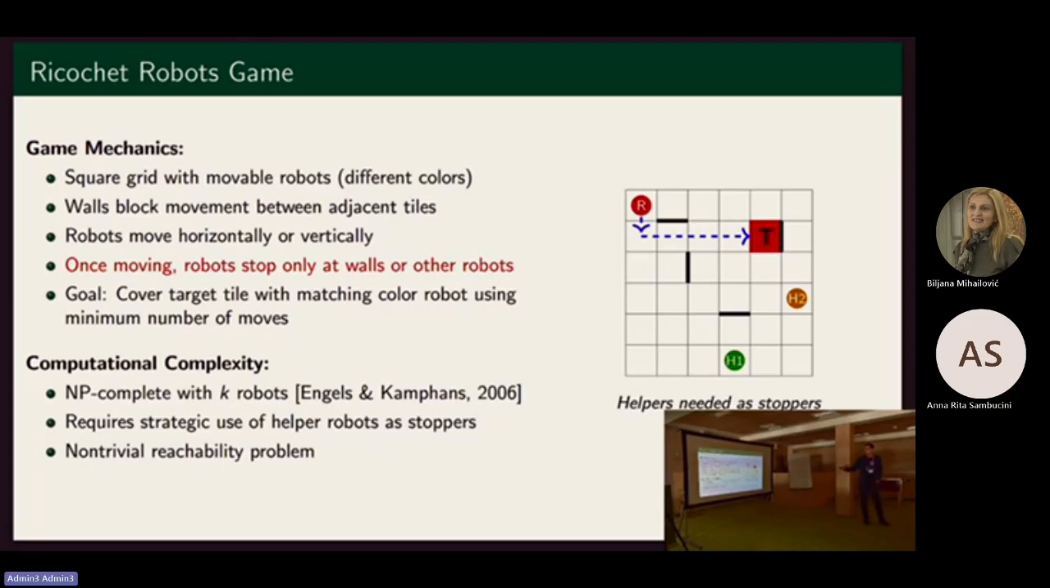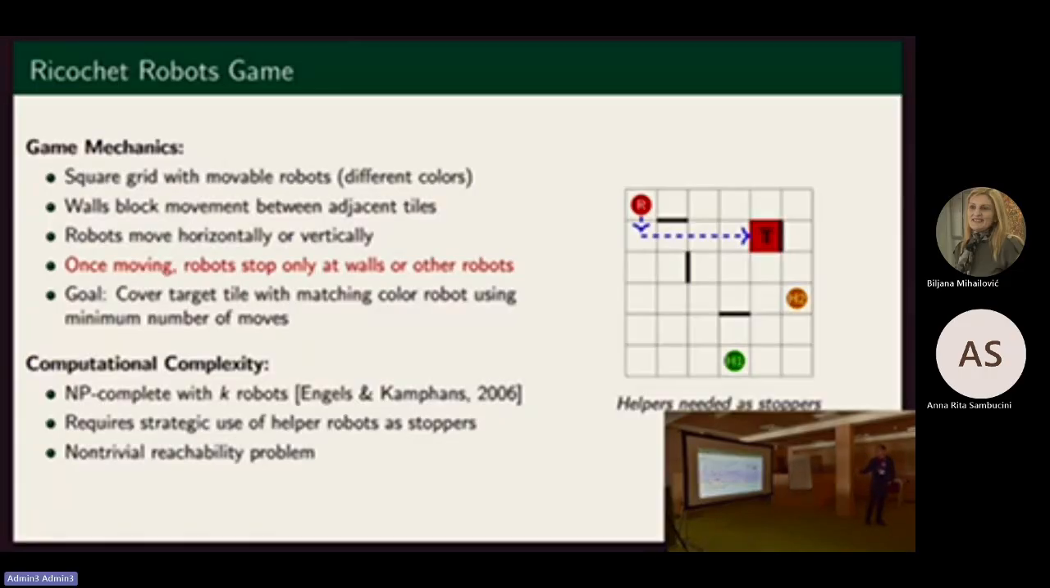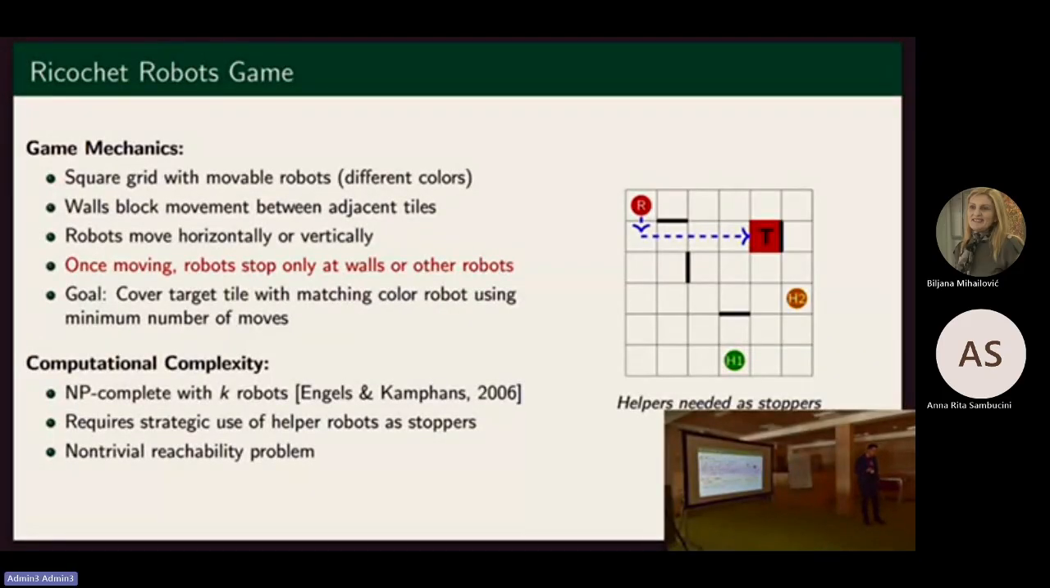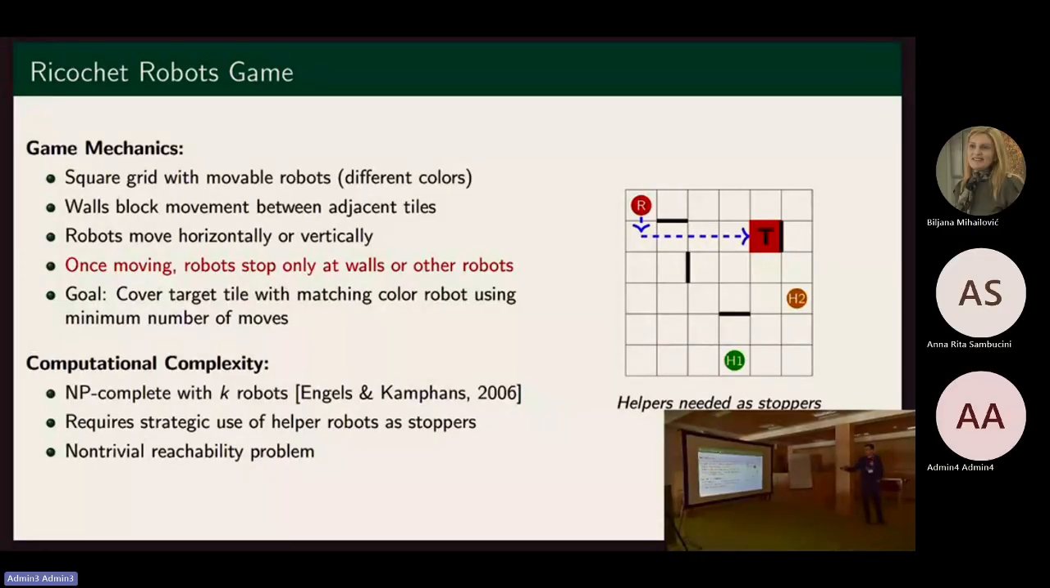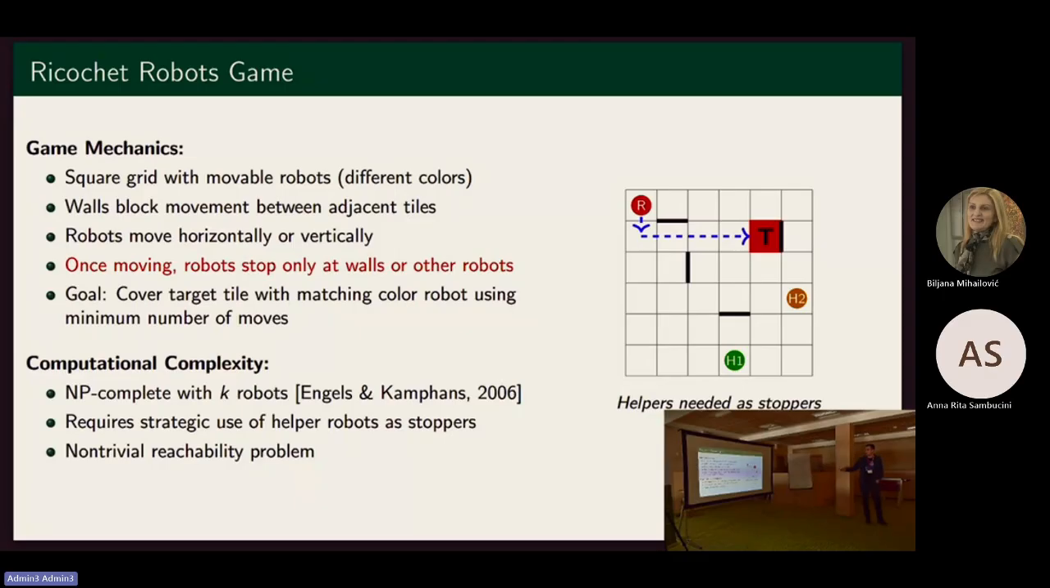The goal is to get a robot of a matching color to the target tile. Simple enough. But a situation can arise where the robot cannot get to the target by itself, like here, and you need another robot to act as a stopper. This move wouldn't be possible, as it would collide with the rules. So you would need to get another robot here so it can stop here and then continue to the target. The game is NP-complete with K robots, which makes this reachability complex and non-trivial.